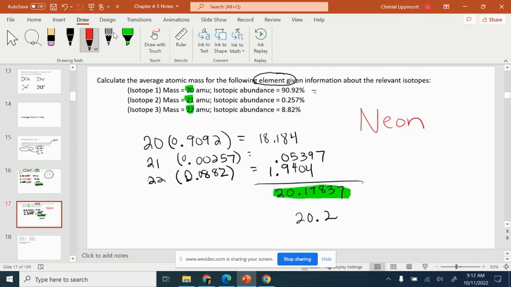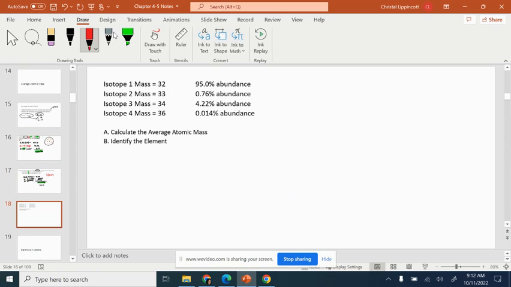All right, let's try one more. So try this one. See if you can calculate the average accepted atomic mass and then identify the element. And I'll put my answer up here momentarily.